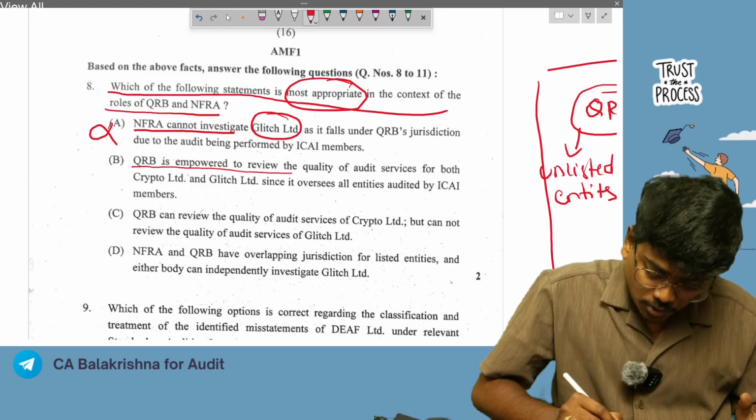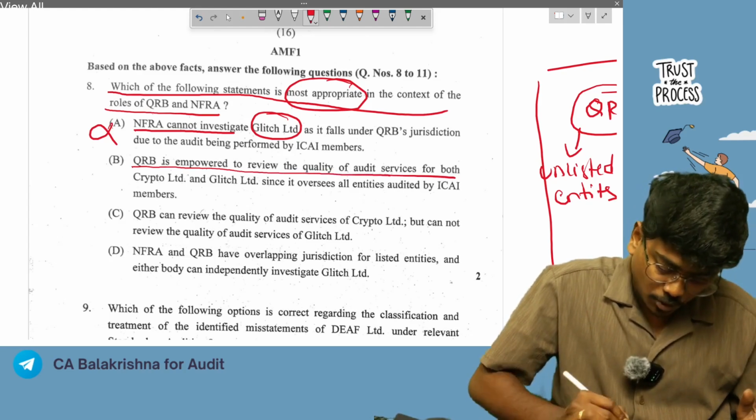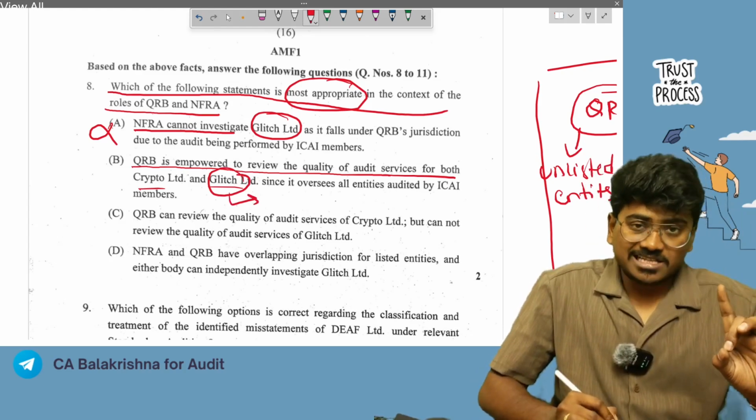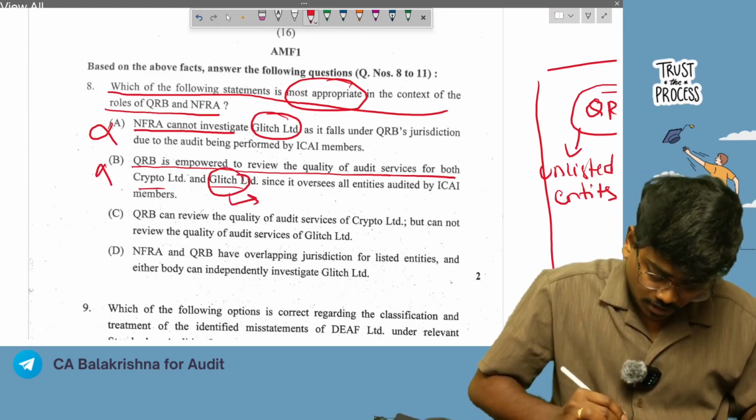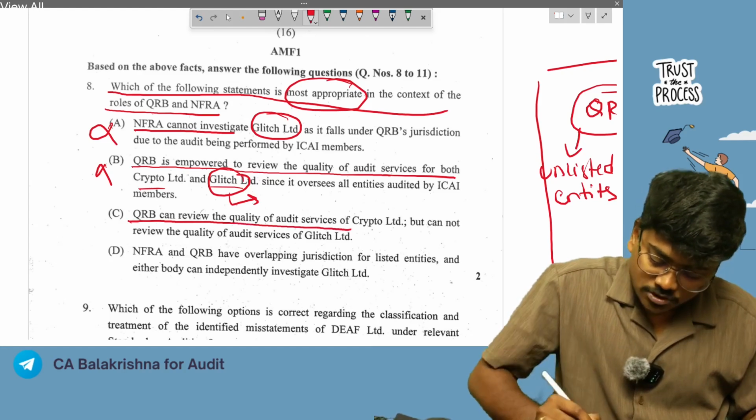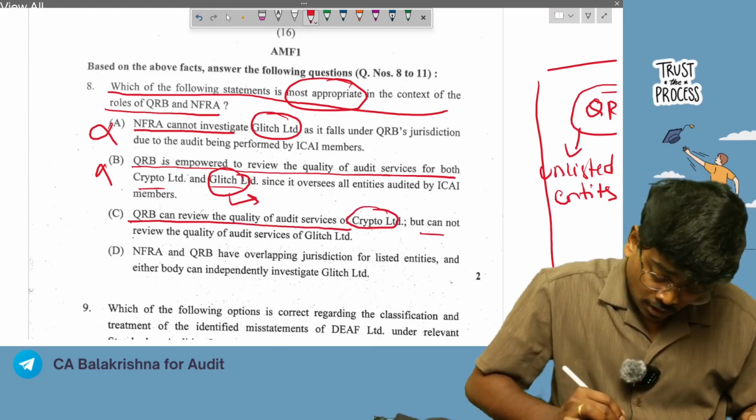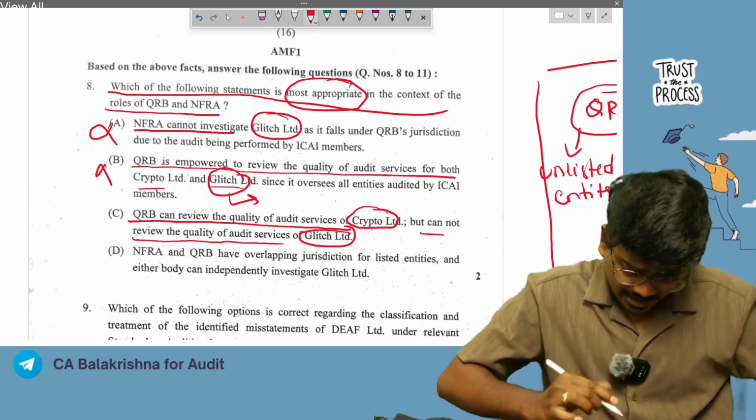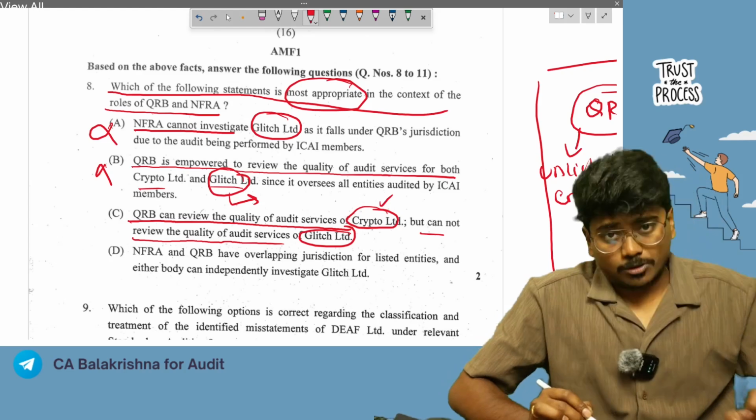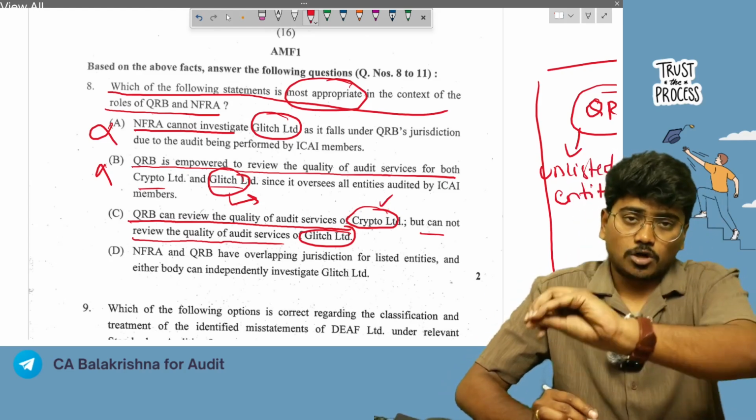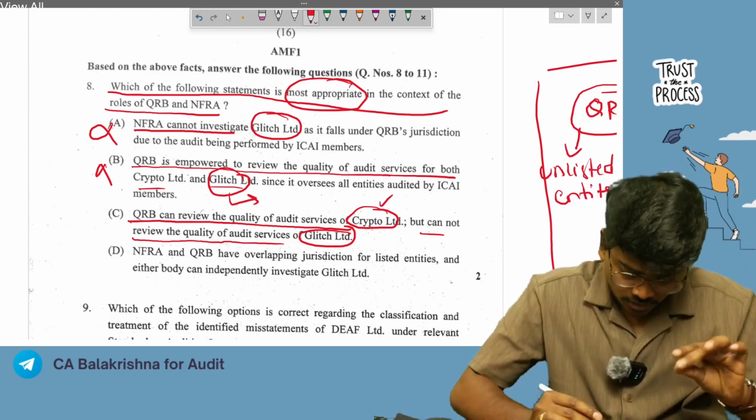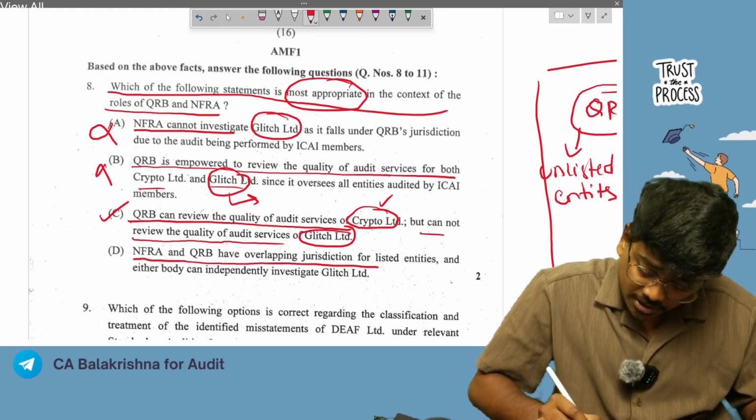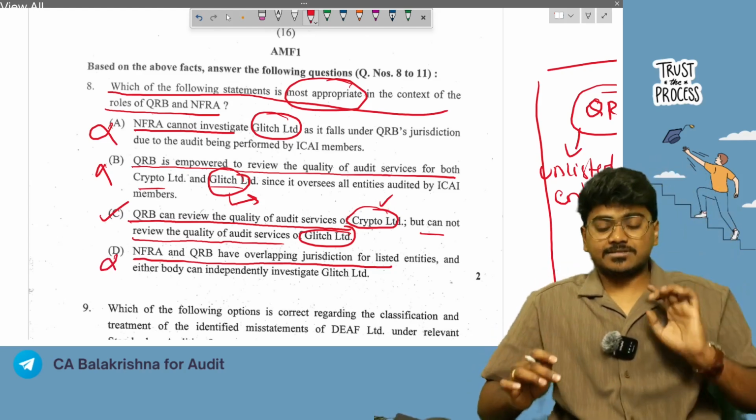QRB is empowered to review quality of audit services for both Crypto and Glitch. No, for Glitch QRB is not interested because Glitch is a listed entity. This is also wrong. QRB can review quality of audit services of Crypto Limited, but cannot review quality of audit services of Glitch Limited. Yes, this is correct. QRB can review the quality of audit of Crypto because Crypto is an unlisted public company, not falling in the purview of NFRA. So this option is correct. Let us also read option D. NFRA and QRB have overlapping jurisdiction. No, it is wrong. So option C is the correct option.